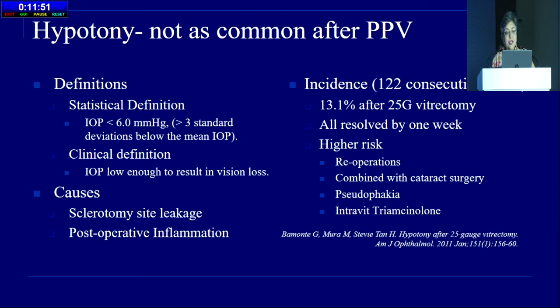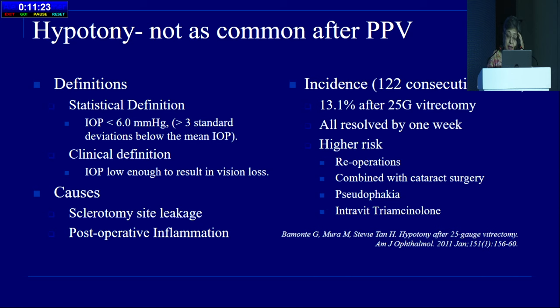The definitions include a statistical definition where the IOP is less than 6 millimeters, which is more than 3 standard deviations below the mean IOP. But a clinical definition is an IOP low enough to result in visual loss. So sometimes you do have low pressures, but if there's no clinical significance of that, you decide to just wait and watch. The causes usually are sclerostomy site leakage or postoperative inflammation. Those are the common causes.